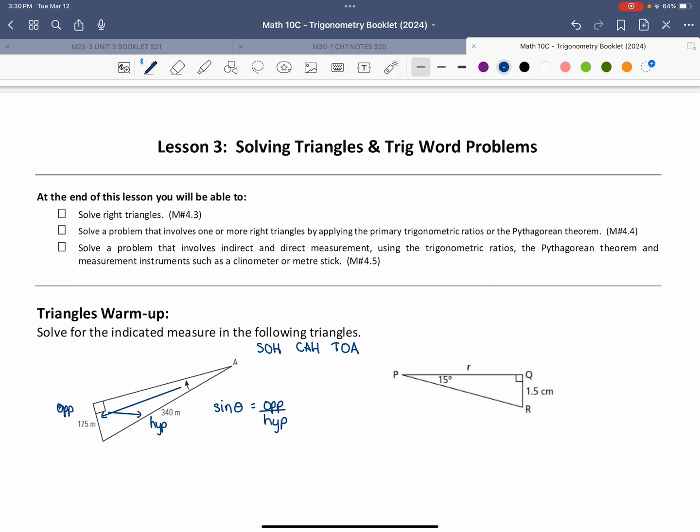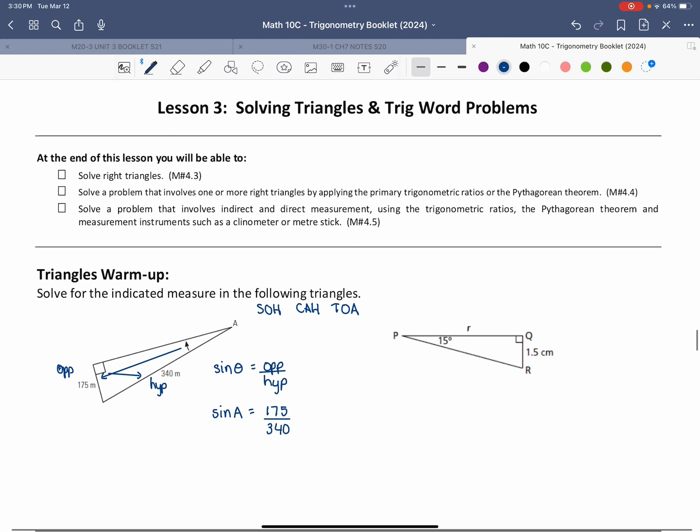Then we plug in our information. Our angle is called A. I could leave it theta, or I can write A there. Sine A equals, the opposite is 175 over the hypotenuse, which is 340. Then we want A, not sine A, so we're going to take the sine inverse on both sides, which would then leave us with A equals sine inverse of 175 over 340.